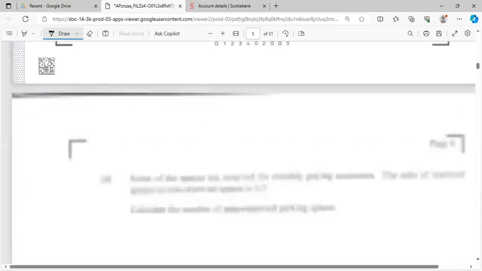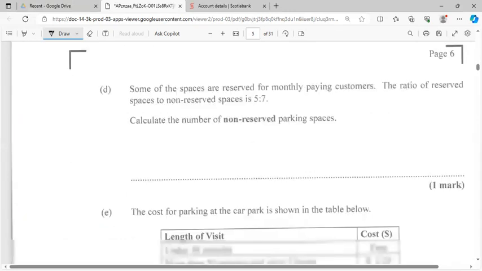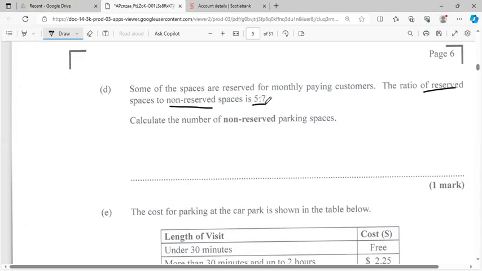So far, so good, guys. Some of the spaces are reserved for monthly paying customers. The ratio of reserved to unreserved is 5 to 7. So it's very important to note that reserved is 5, non-reserved is 7. It says calculate the number of non-reserved parking spaces.